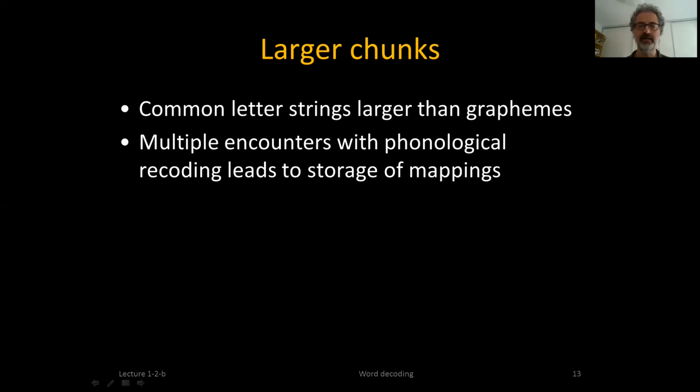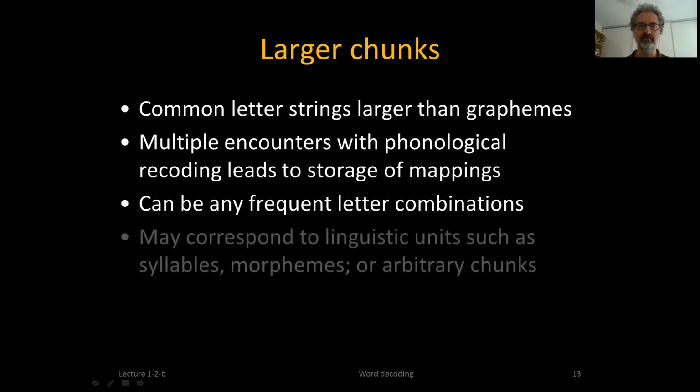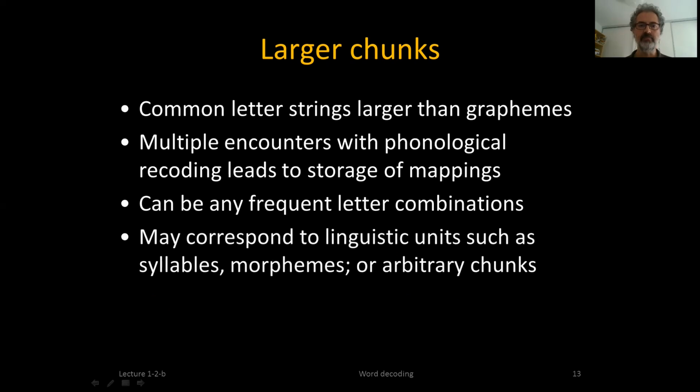So it's pretty clear that a skilled reader's mind contains the mappings from the orthographic representation of letter sequences larger than a grapheme to their corresponding phonological forms, to their corresponding pronunciation. And this can be any letter combination that occurs frequently, that you've read many times. It may correspond to a linguistic unit, like a syllable or a morpheme, which is a word part that has some meaning or that modifies a word's meaning, like the suffix -else in Norwegian. Or it can be any arbitrary chunk, any letter sequence that has been frequently encountered.